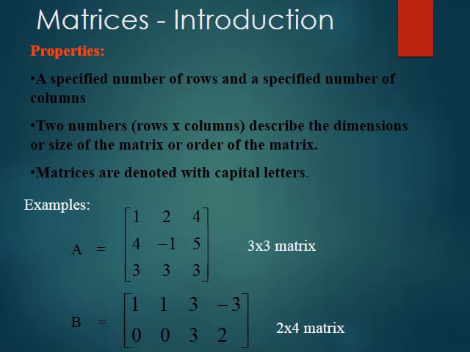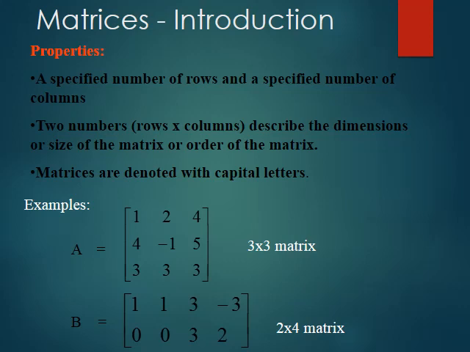Here in matrix A there are 3 rows. In first row there are 3 elements 1, 2 and 4. In second row there are 3 elements 4, -1 and 5. In third row there are 3 elements 3, 3 and 3. On the other hand, if we see vertically, there are 3 columns. In first column there are 3 elements 1, 4 and 3. In second column there are 3 elements 2, -1 and 3. In third column there are 3 elements 4, 5 and 3.